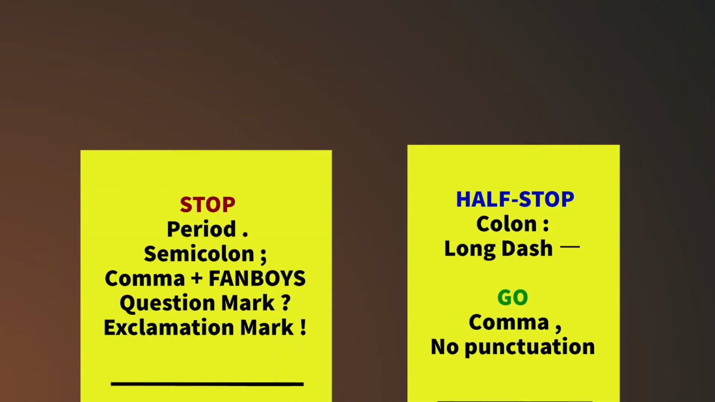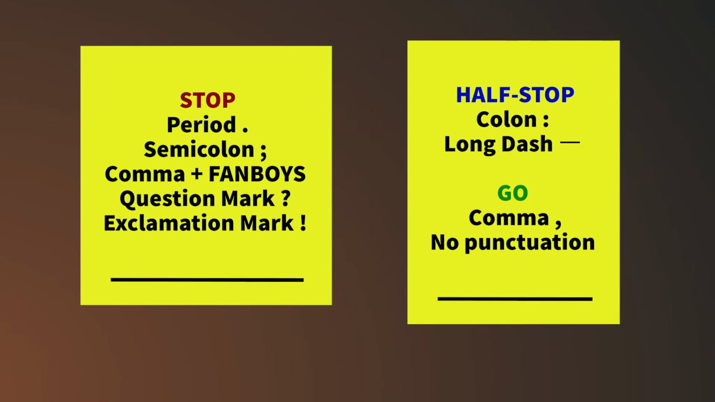Pause the video right here. You'll get an entire table of the most common types of stop, half stop, and go punctuation. In the stop punctuation, you'll have noticed that in the column there was an option called comma and fanboys. So whenever you put a comma and one of the fanboys, that type of punctuation is a stop punctuation. So comma, for, okay, comma, but. That's a stop punctuation, and you've got to make sure that both sides of that are complete ideas.